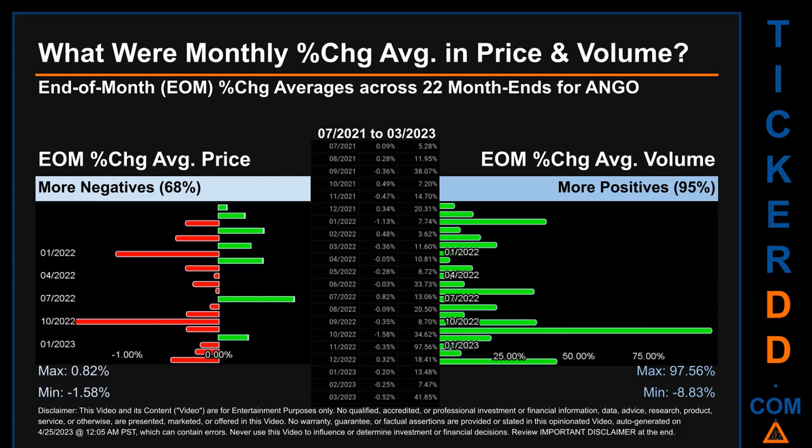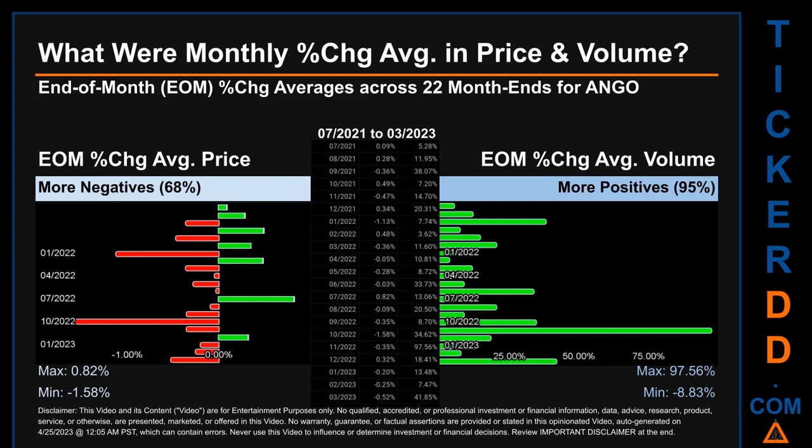From 07/2021 to 03/2023, out of 22 month ends, 15 had a negative percentage change in average price. Meaning 68% of month ends saw a negative percentage change in average price. In terms of volume, 21 out of 22 month ends had a positive percentage change. That is 95% of month ends saw a positive percentage change in average volume.